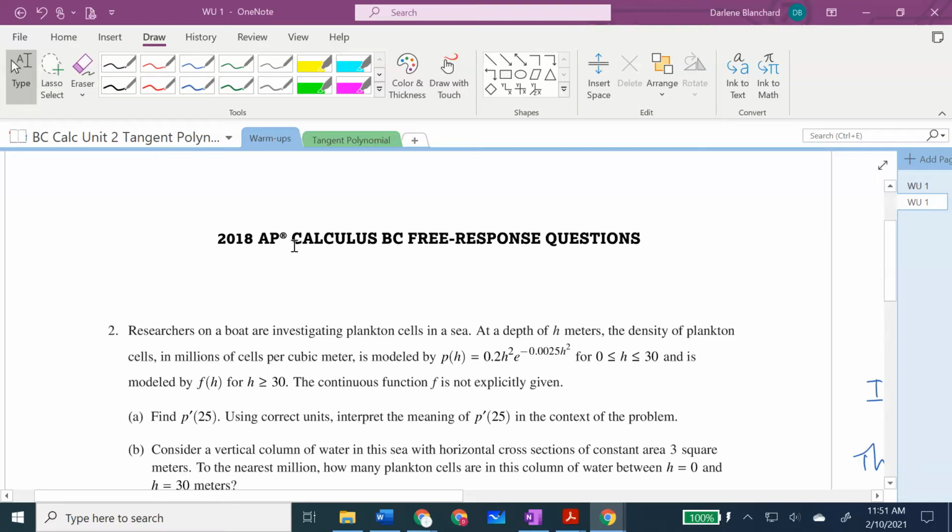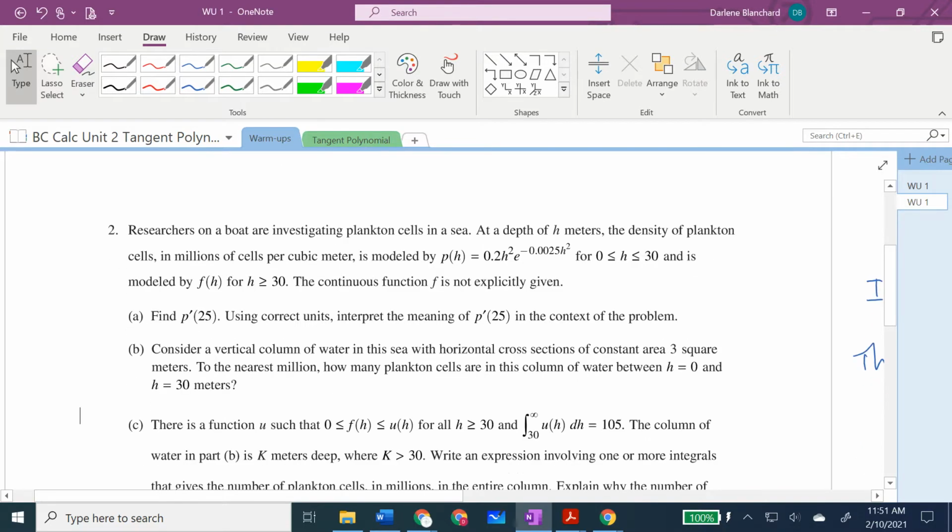So this is 2018 BC number 2 with a calculator. This is a fantastic problem. The first part wants you to find a derivative, and you have a calculator available to you. You just need to make sure that you properly write on your test, I am taking the derivative of P at 25, and then the number that your calculator gives you.